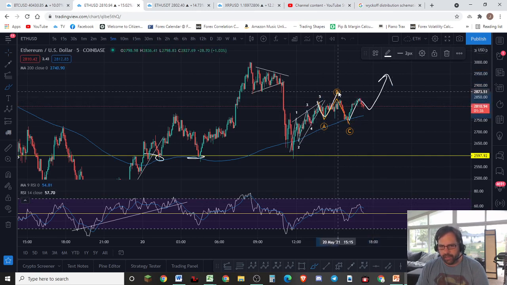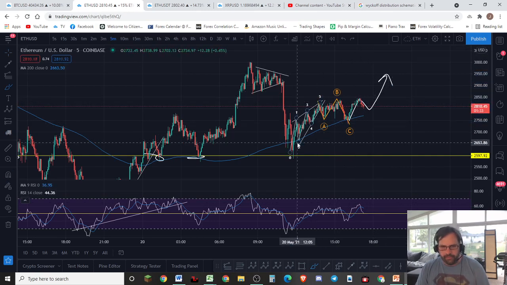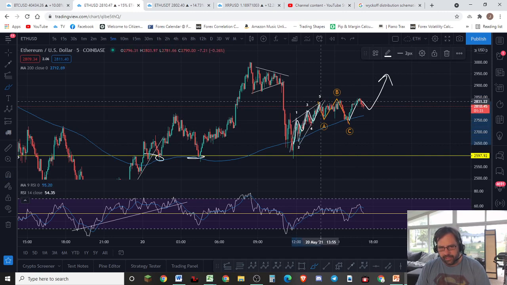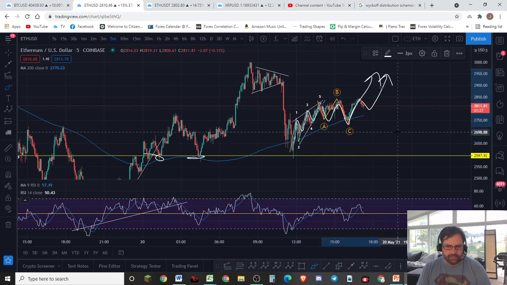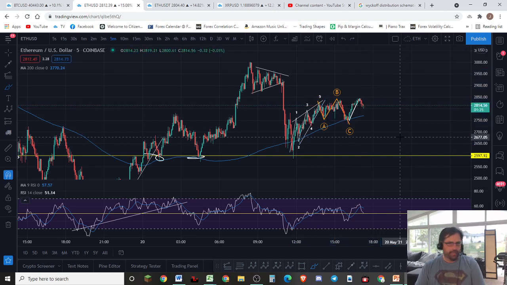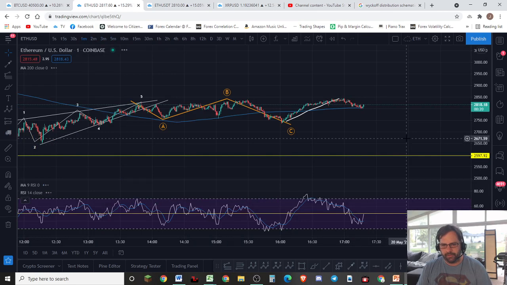And we have a very nice flat right here in the middle, and a very nice leading diagonal right there with a 3-way pullback, and then on we go. So I'm really liking this to the upside. That's another reason why I'm kind of biased to the upside right now. It's looking like it. On the 1-minute time frame, let's just take a peek at it.